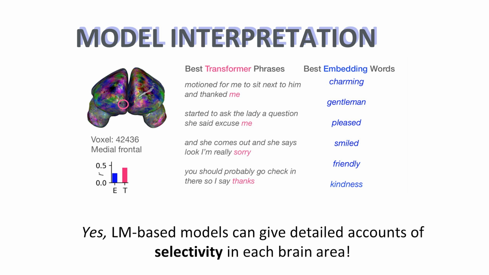And these are the phrases that drive this piece of brain tissue most. I've highlighted the last word because that's the moment at which we're reading the features out of this phrase. So we're seeing the last word in the context of the previous words. This little piece of brain tissue really likes phrases like: motioned for me to sit next to him and thanked me, started to ask the lady a question and she said, excuse me, and she comes out and she says, look, I'm really sorry. You should probably go in there, go check in there, so I say thanks.